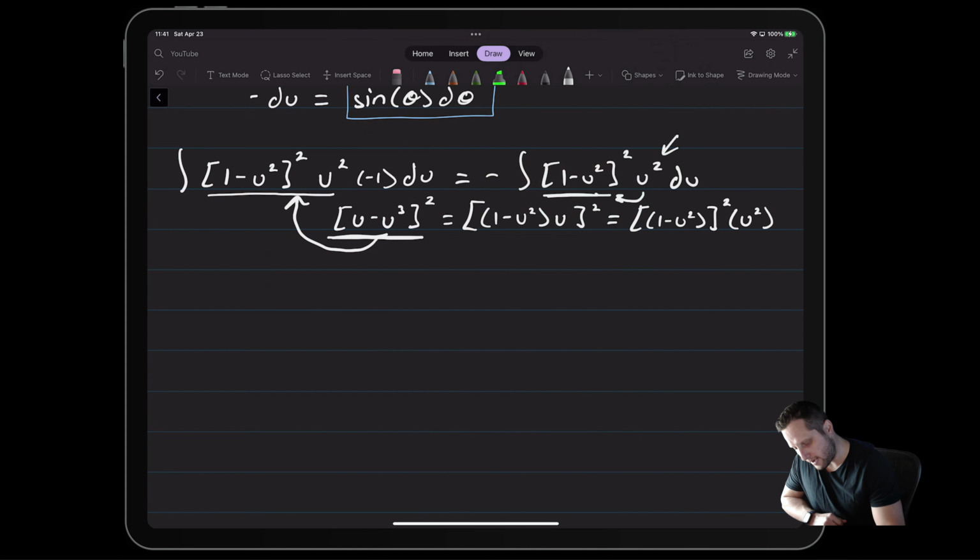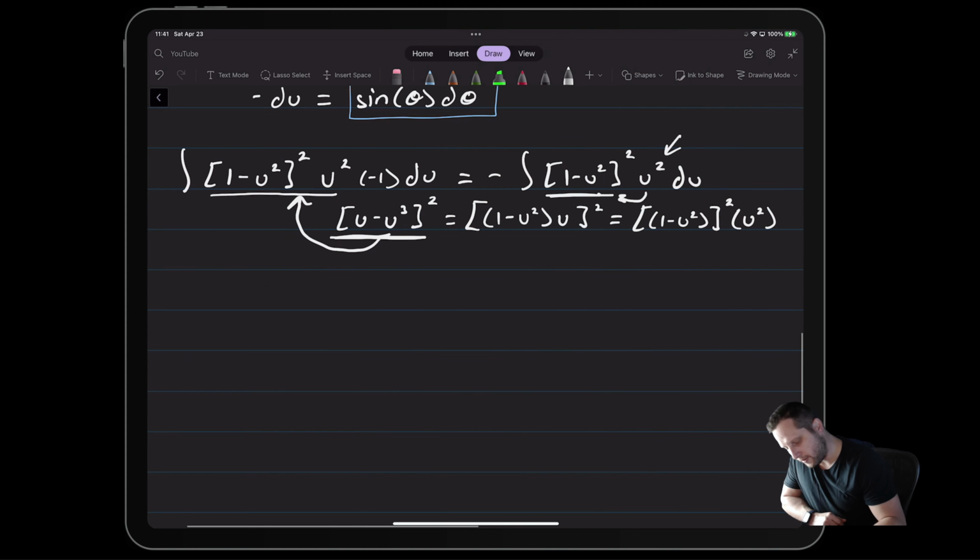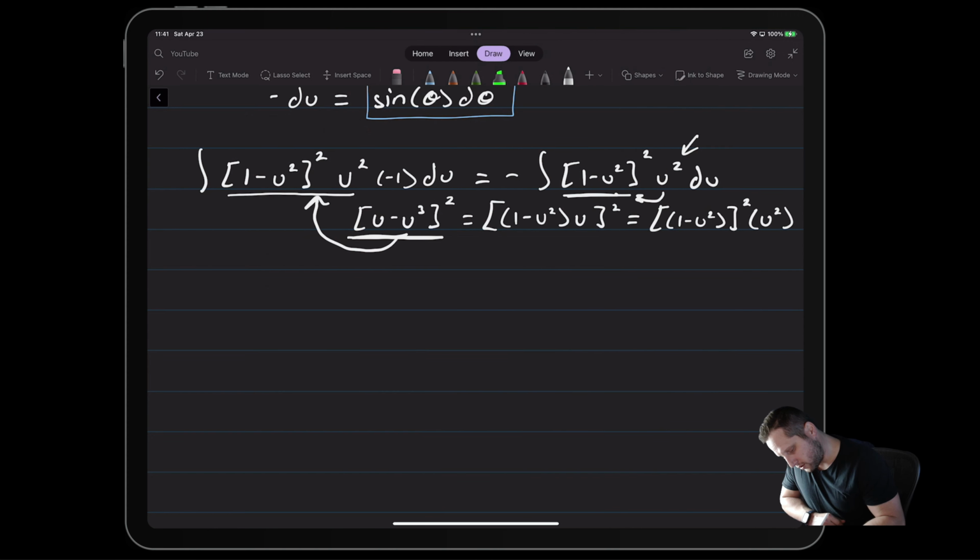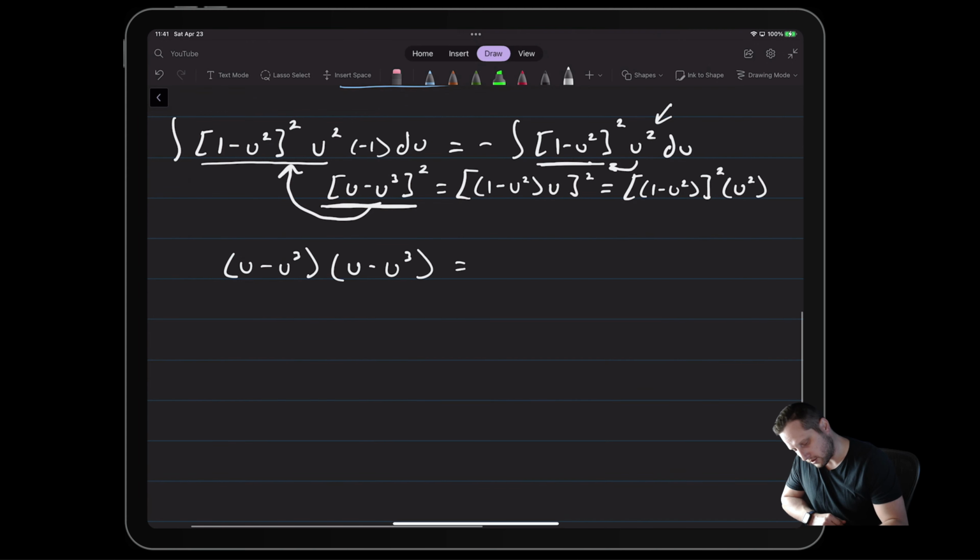Well, before we do that, if you want, you can go ahead and do the expansion of this, which will be helpful. So let's go ahead and do that. So that's going to be u minus u cubed times u minus u cubed, which is equal to, now we're just going to use FOIL here. So this is u squared minus u to the fourth minus u to the fourth plus u to the sixth. Now we're multiplying here, so we're adding exponents.